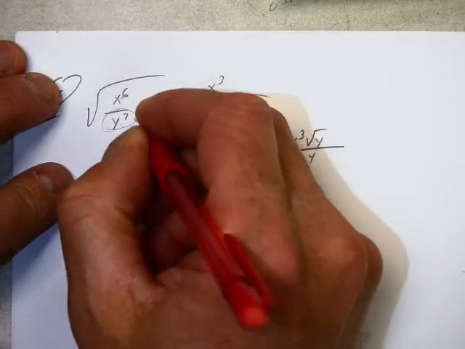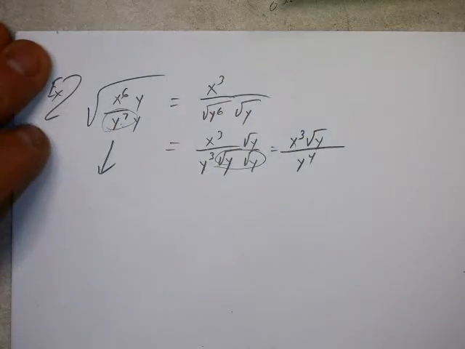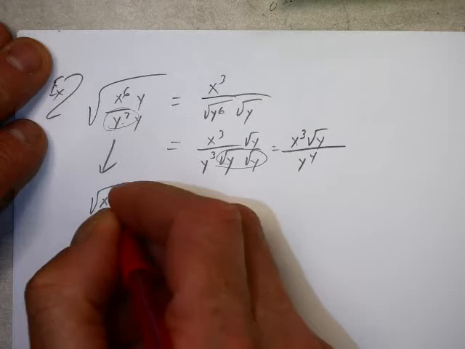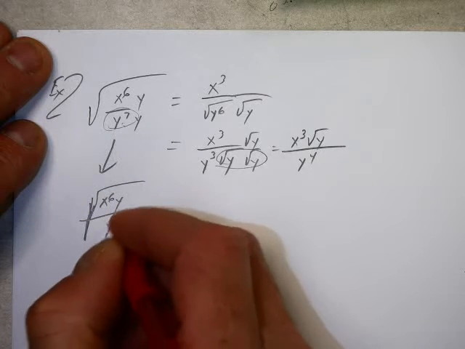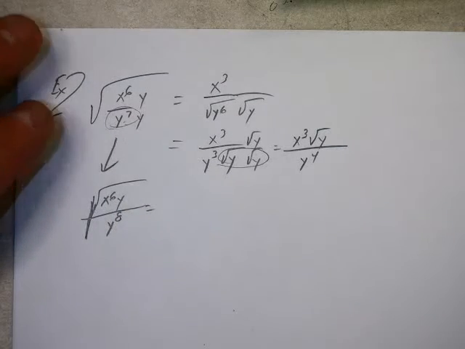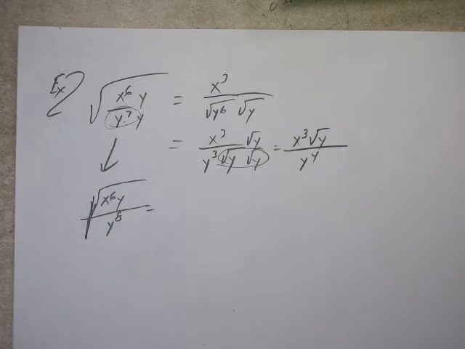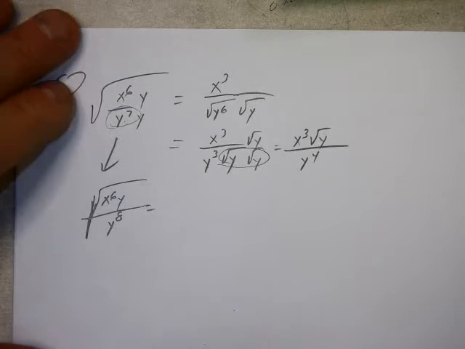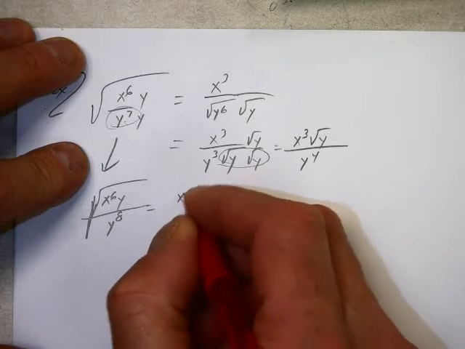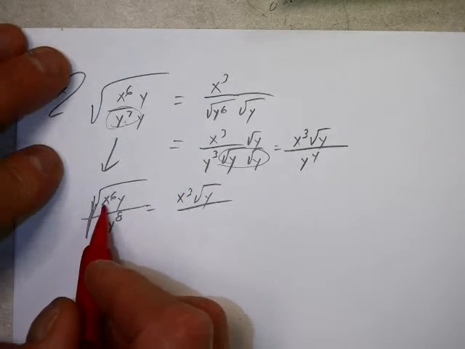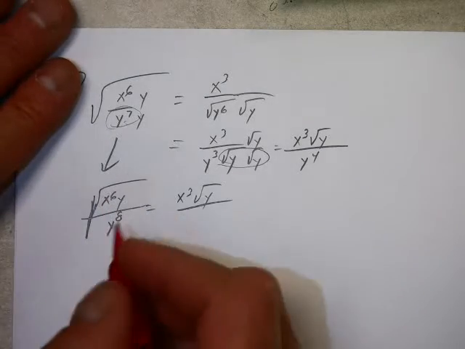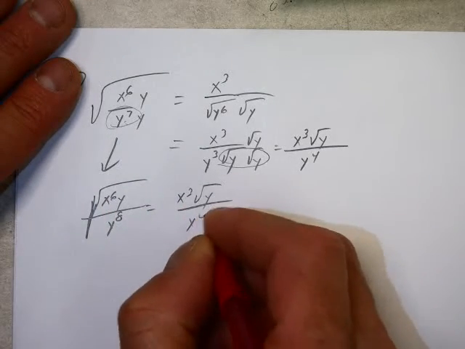So what I could do is jack this up to where I get x to the 6th, y, oh, I'm sorry, square root of the whole thing, over y to the 8th. I could prep it for square rooting. Okay? So now it's prepped since the bottom is going to be clean. And on the top, I get x to the 3rd, square root of y, because square root of x to the 6th is x to the 3rd, and y is in by itself. Square root of y to the 8th is y to the 4th.